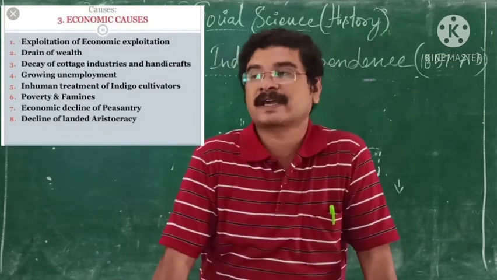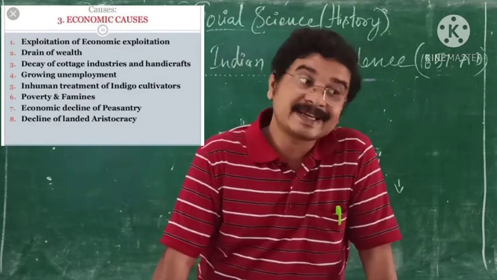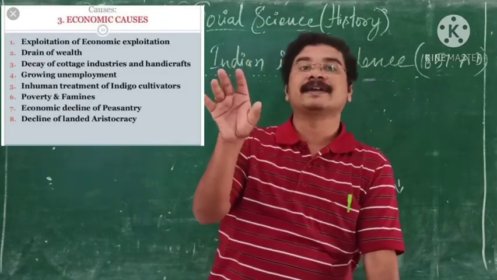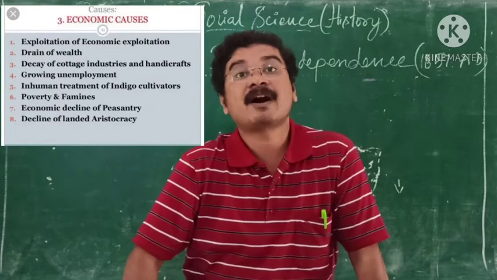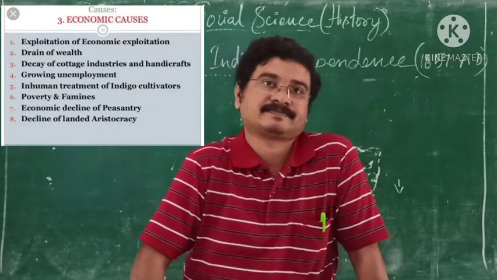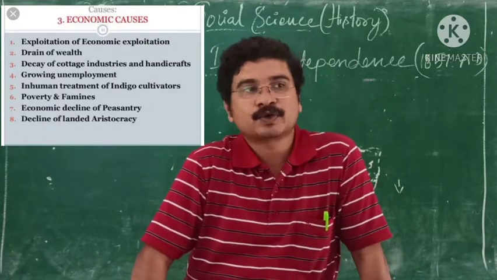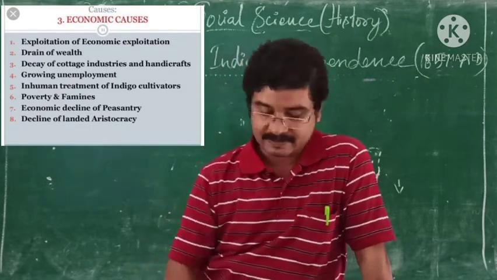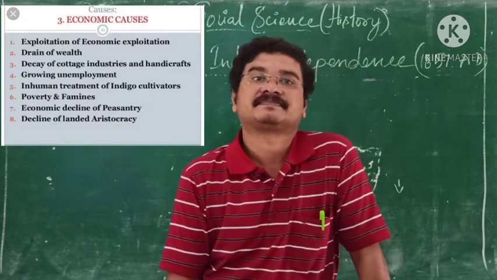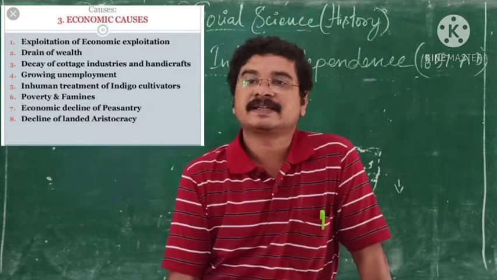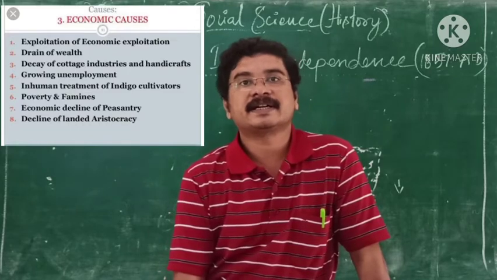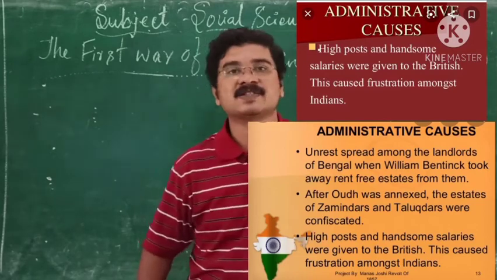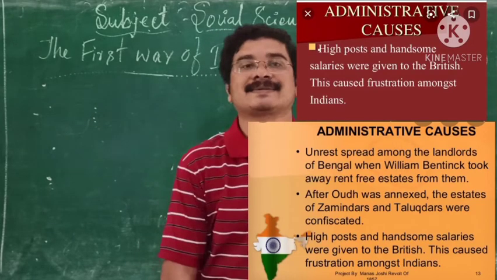The fourth economic cause, an Inam commission was appointed and all the Inam lands were taken back. Due to this, the farmers suffered financial misery. Then, the third major cause for the first Indian independence war was the administrative causes.